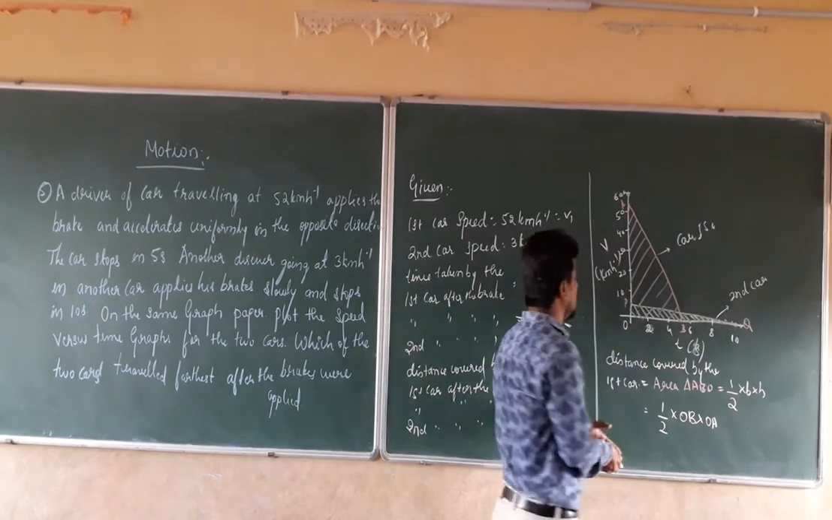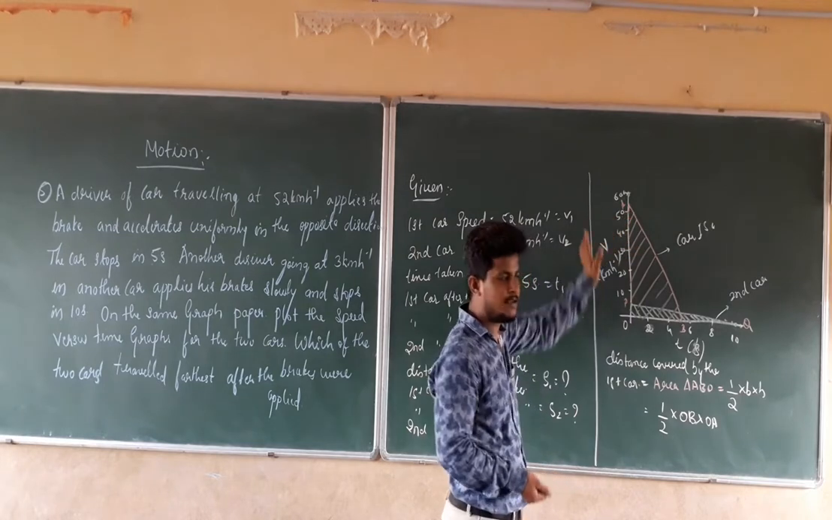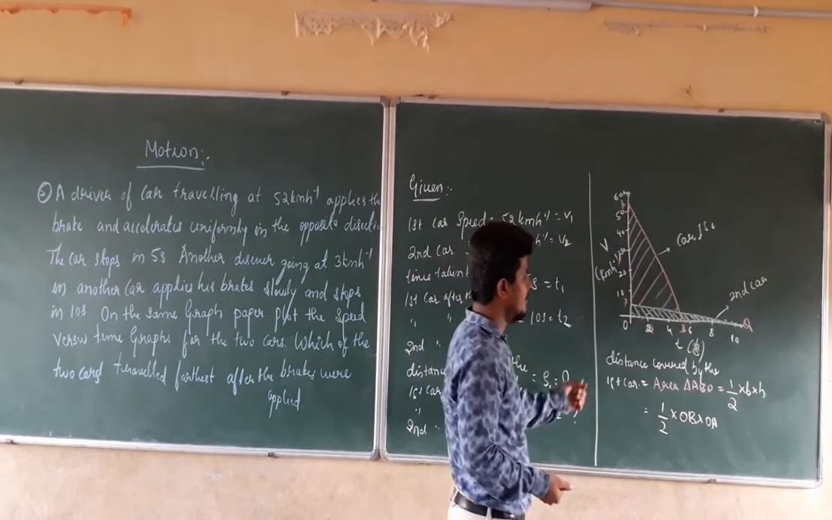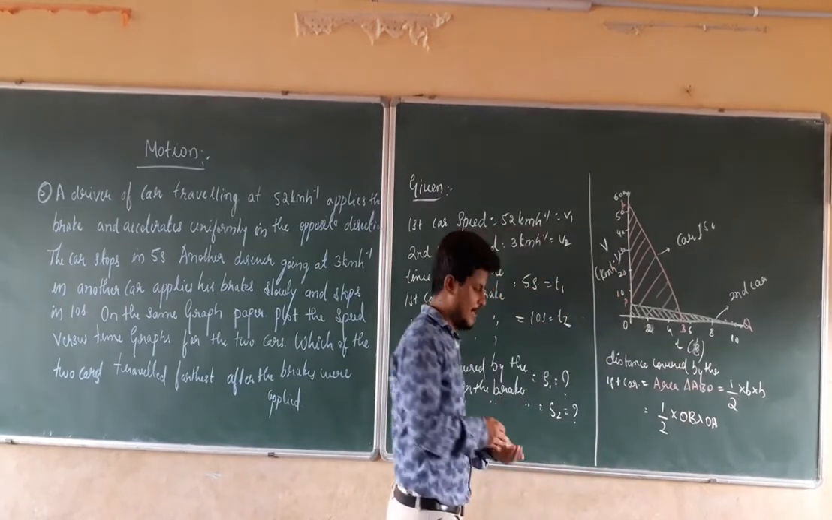Now what is the value of OA here? OA is equal to 52 km/h, which is the initial speed. In the same manner, OB is equal to 5 seconds, which is given in the data.